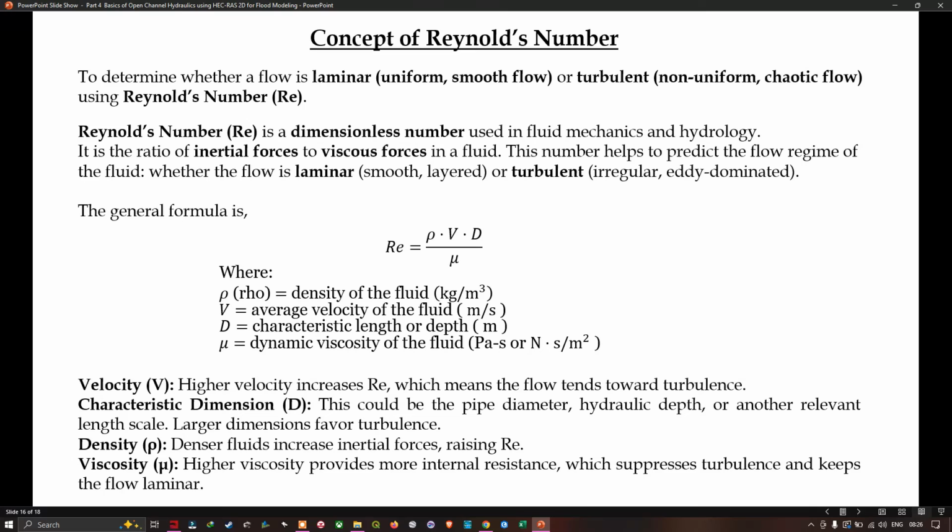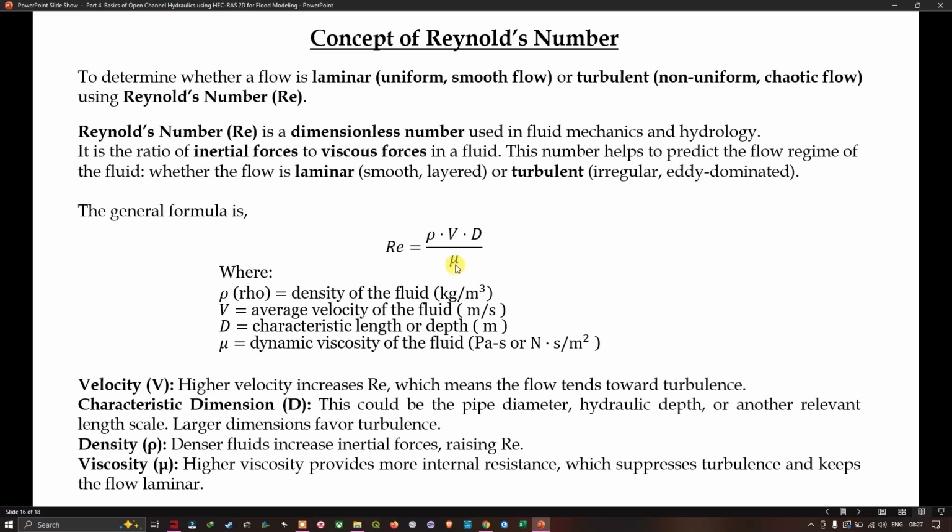So next we're going to take a look at the concept of the Reynolds number. To determine whether the flow is laminar or turbulent, we use the Reynolds number. The Reynolds number is a dimensionless number used in fluid mechanics and hydrology. It is a ratio of inertial force to the viscous force in the liquid. This number helps to predict the flow regime of the fluid, whether the flow is laminar or turbulent. The general formula to calculate the Reynolds number is rho multiplied by velocity multiplied by d, that is the depth, divided by nu, that is the dynamic viscosity of the liquid.